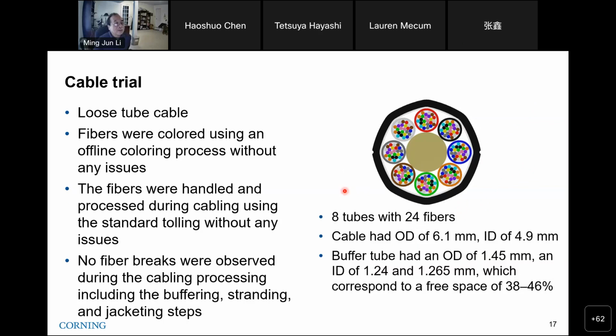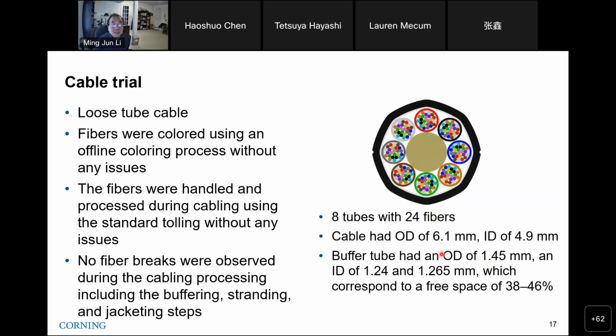To show the feasibility of the reduced coating diameter fiber, we did a cable trial. This shows the schematic of the cable structure. It has 8 tubes, and each tube has 24 fibers.